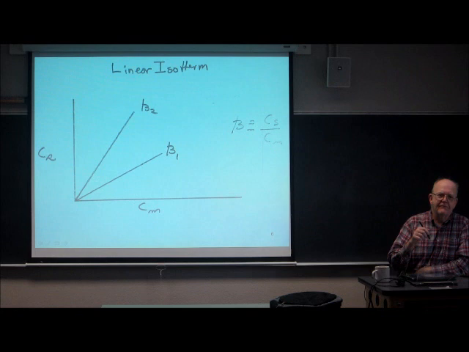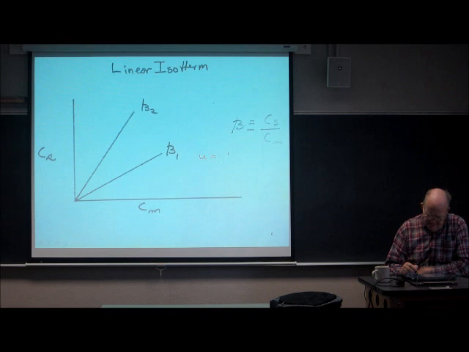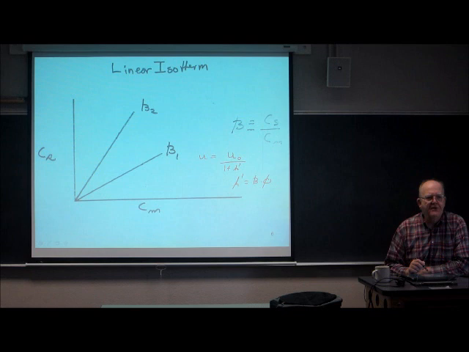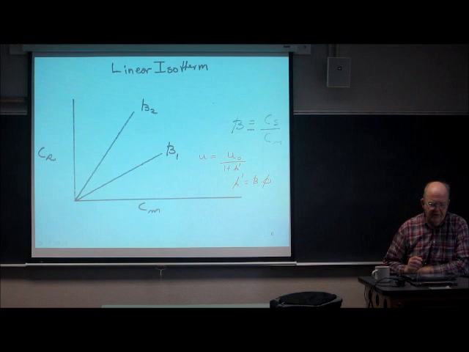The velocity of the solute zone is equal to the velocity of propagation of the mobile phase, which I can call u sub zero, divided by 1 plus k prime. And k prime would be equal to beta times the phase ratio. Now, which of these two zones, the one corresponding to beta 1 or the one corresponding to beta 2, is going to move through the column faster?